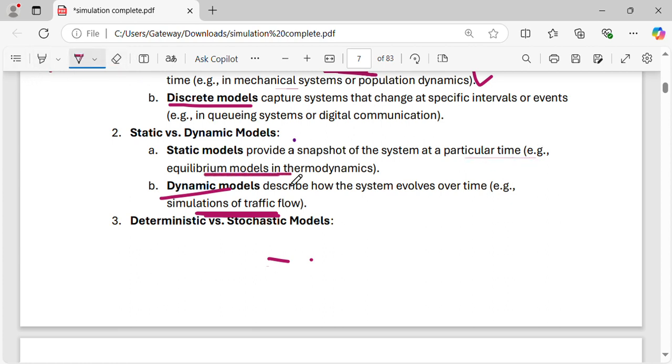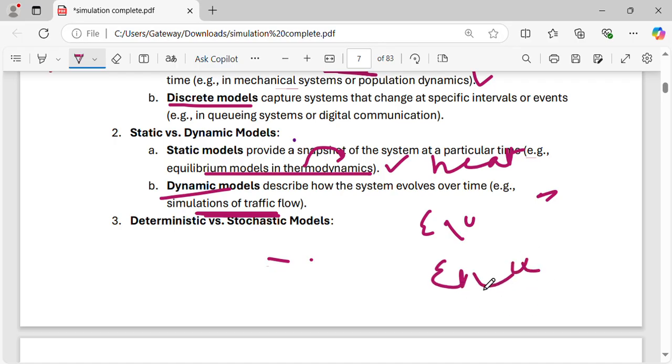The static models are equilibrium models in thermodynamics, like in heat flow systems. I don't know much about it, but they do remain the same. I think it was something like exothermic or endothermic, where the heat going in is equal to the heat released, so there's no change in there. And then the dynamic models, we have simulation of traffic flow, which is always changing.